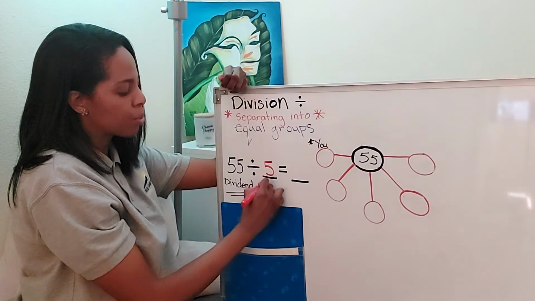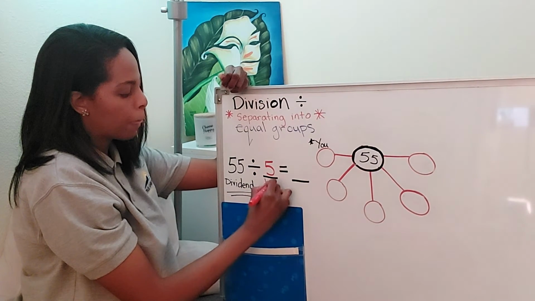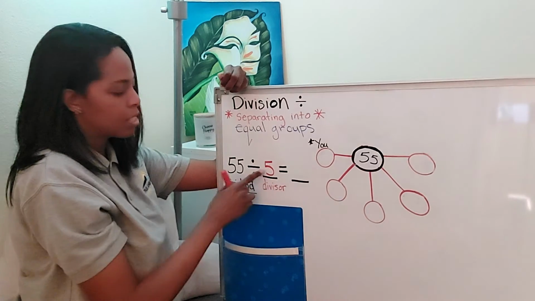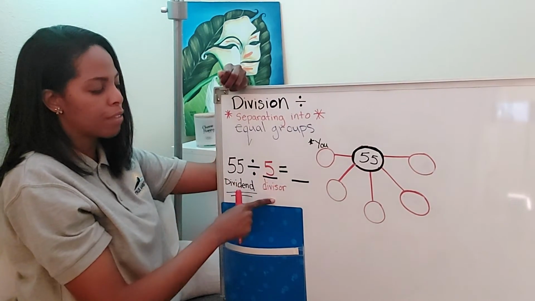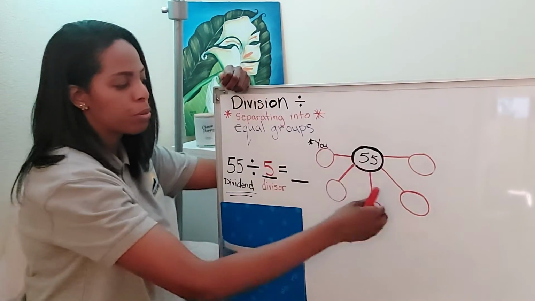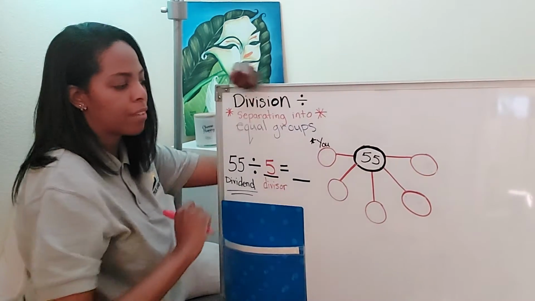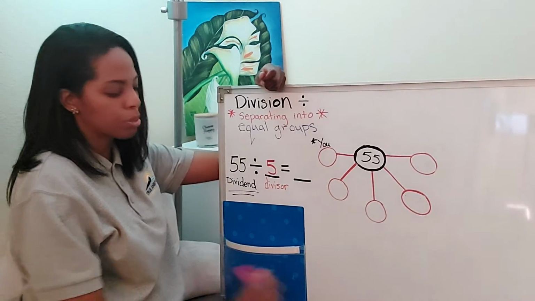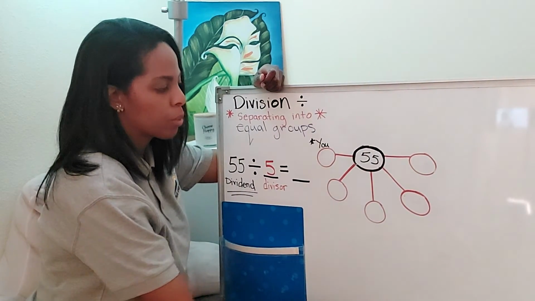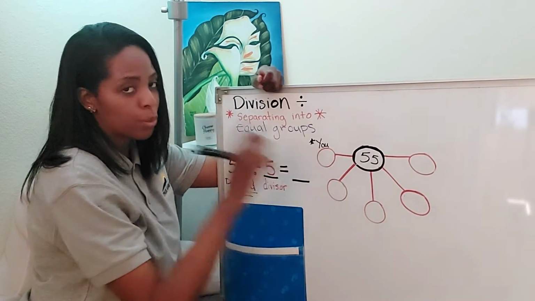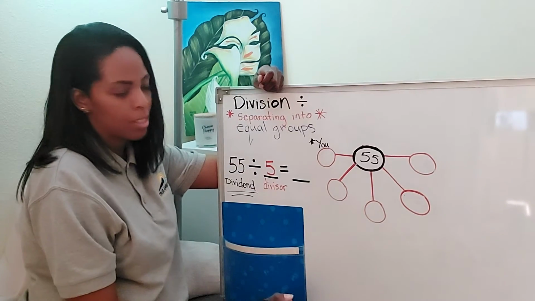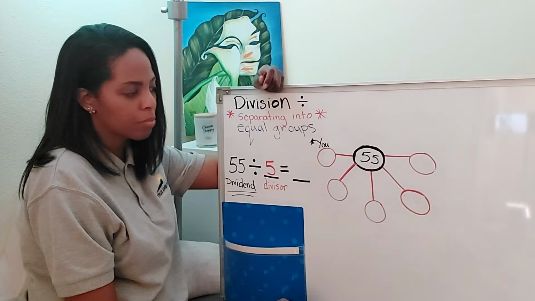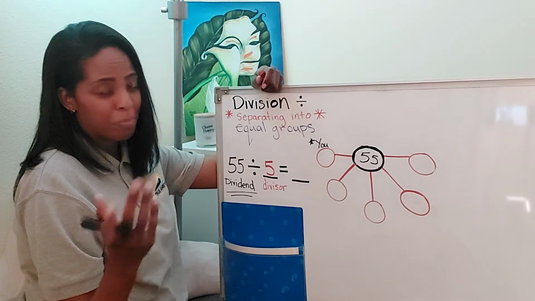And our divisor is 5. Dividend 55, divisor 5. So that's how many groups we're separating the 55 by, okay? We're separating into equal groups there. I'm not going to start with 1 dot or the number 1 in each group because that will take forever. I'm going to go big.